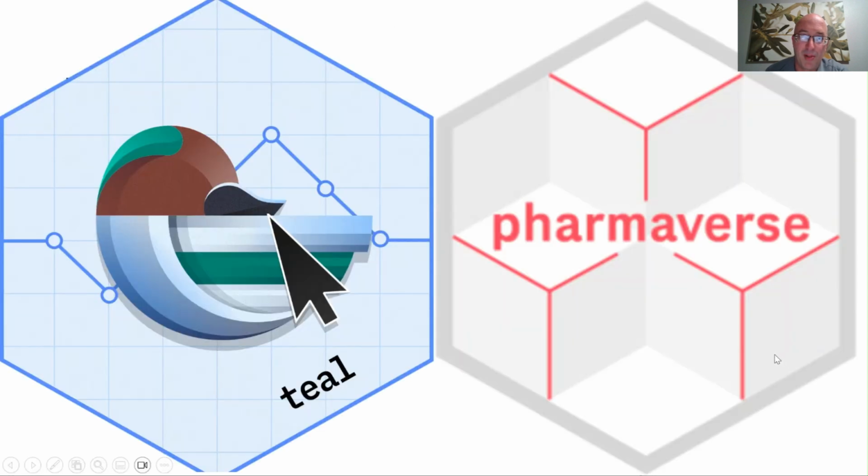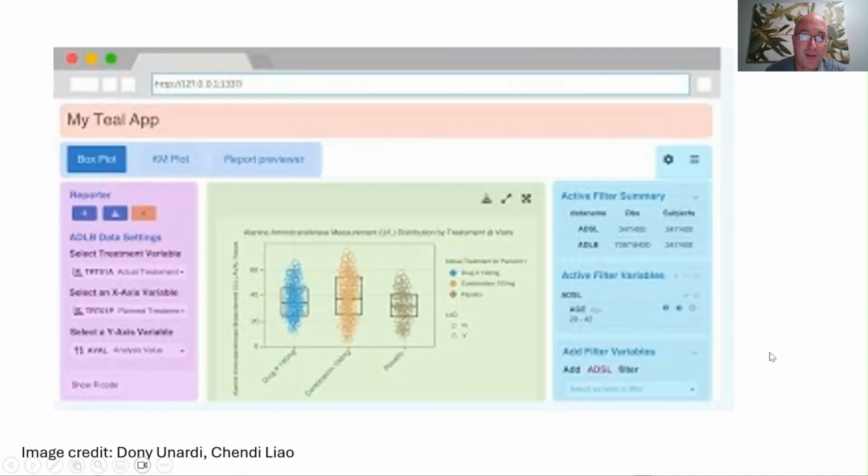Teal by Pharmaverse. It has everything that we need. So before we dive in, let's look at the format at a high level. We have multiple tabs, and for each tab, at the center, we have the deliverable. Here, a box plot. On the left side, we have the UI that is specifically for this module, the box plot. And on the right side, we have the global filtering.